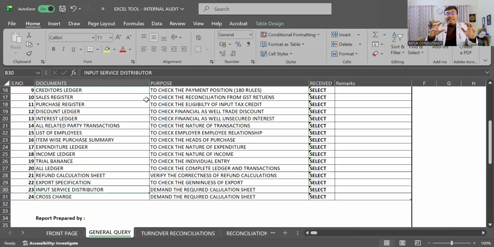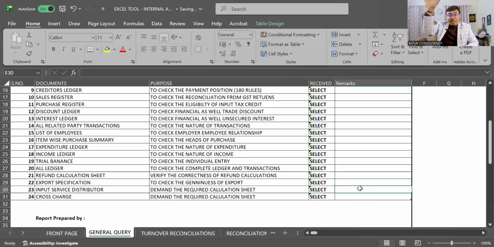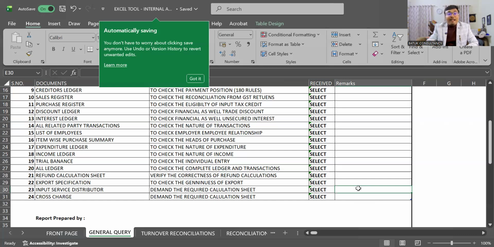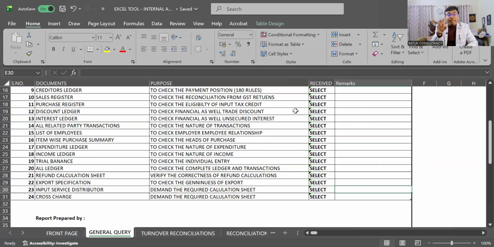Sir, prima facie, these are the documentation which we need to take. We need to select the appropriate action, whether received yes or no, and put any specific remark. There may be chances the ISD is not applicable, so we put in the remark not applicable. And in case of required fields, we need to put the data. So that this particular sheet will give you an idea that all these documents are available, and the purpose of that particular sheet is also mentioned.